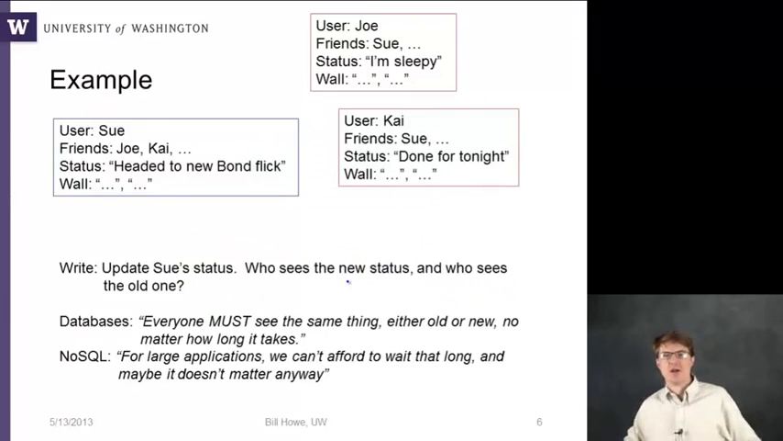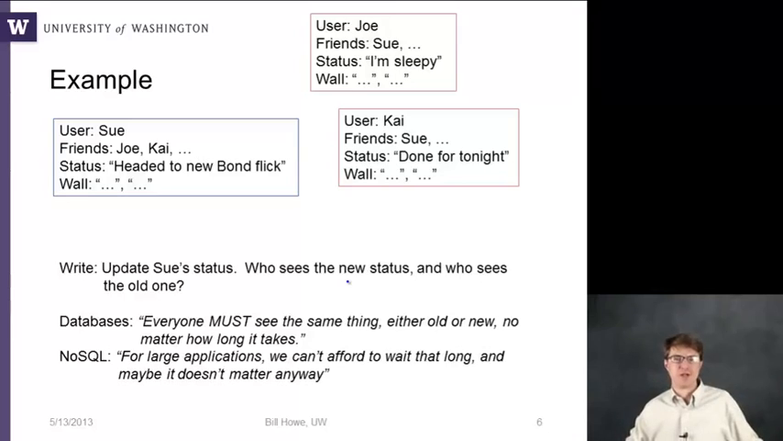Okay, so imagine a social networking application where people are updating their status and their friends get to see your status updates. And so the write operation here is Sue updates her own status, and the question we ask is, of her friends, what happens? Who sees the new one? Who sees the old one? How does this status change propagate?